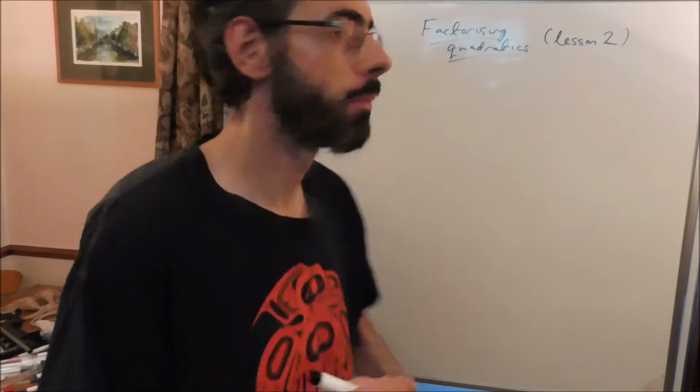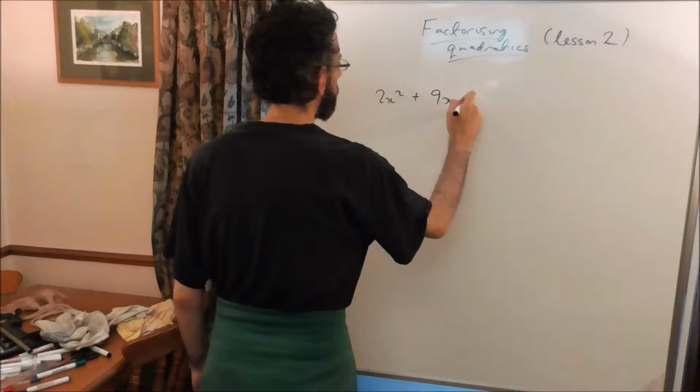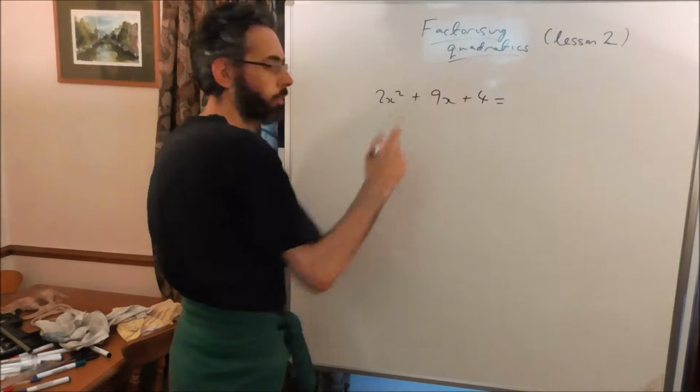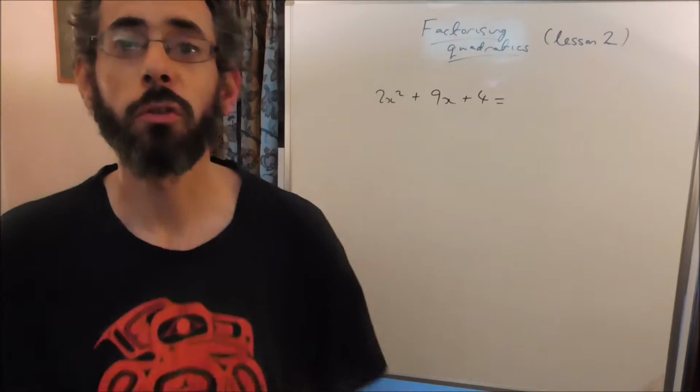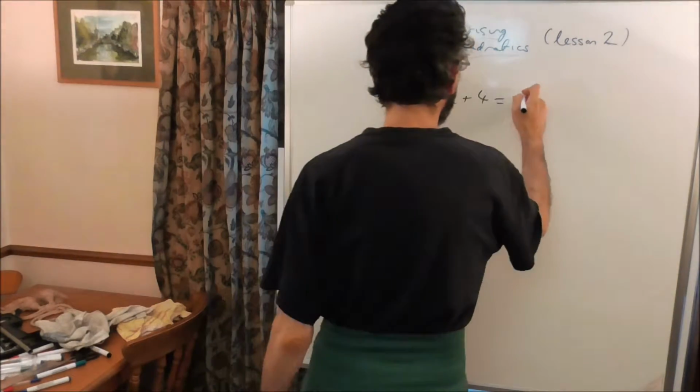Right, here's the first example. 2x squared plus 9x plus 4. So we have a quadratic here with 3 terms. That means if it factorises, it must go to a double bracket. So I'll just draw the double brackets.